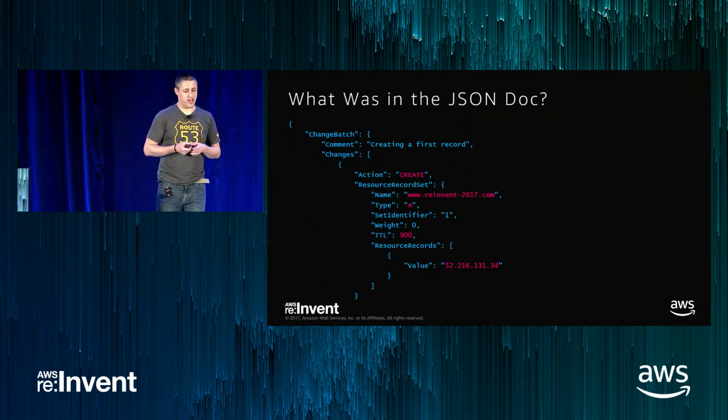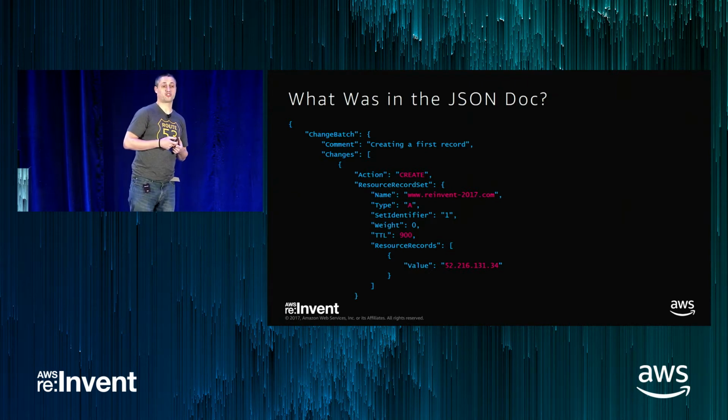What did the JSON document look like? It's an action of create and basically a simple description of the record that we created.